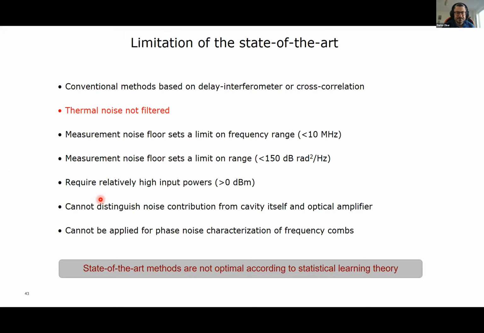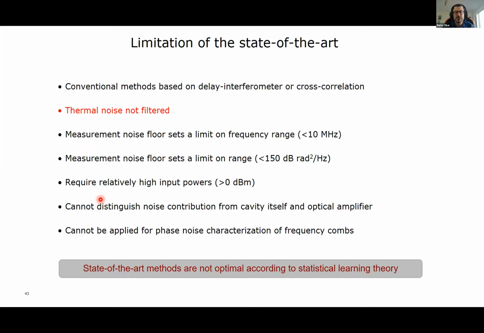If you look at this field, the conventional methods for measuring the optical phase are based on delay interferometers or cross correlators. There are a lot of optical fiber sensing schemes that implement a delay interferometer to extract the phase. But if you use an optical delay interferometer, you're not filtering the thermal noise. So when using a delay interferometer, you don't have an optimum receiver in phase, and it may be impacted by the thermal noise.